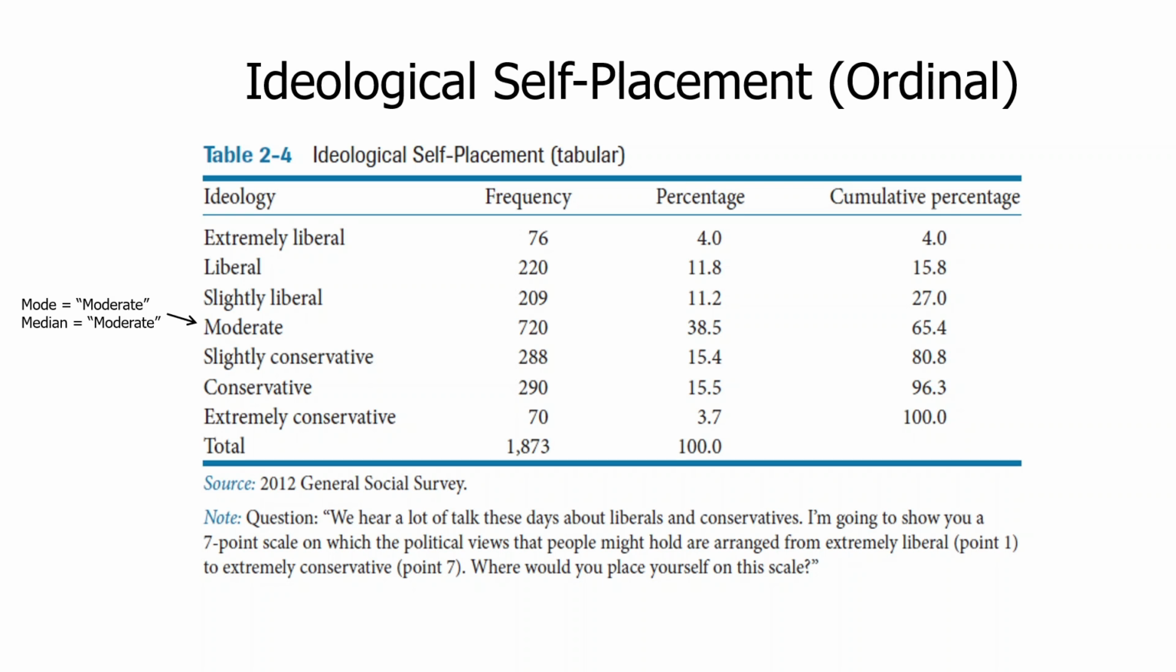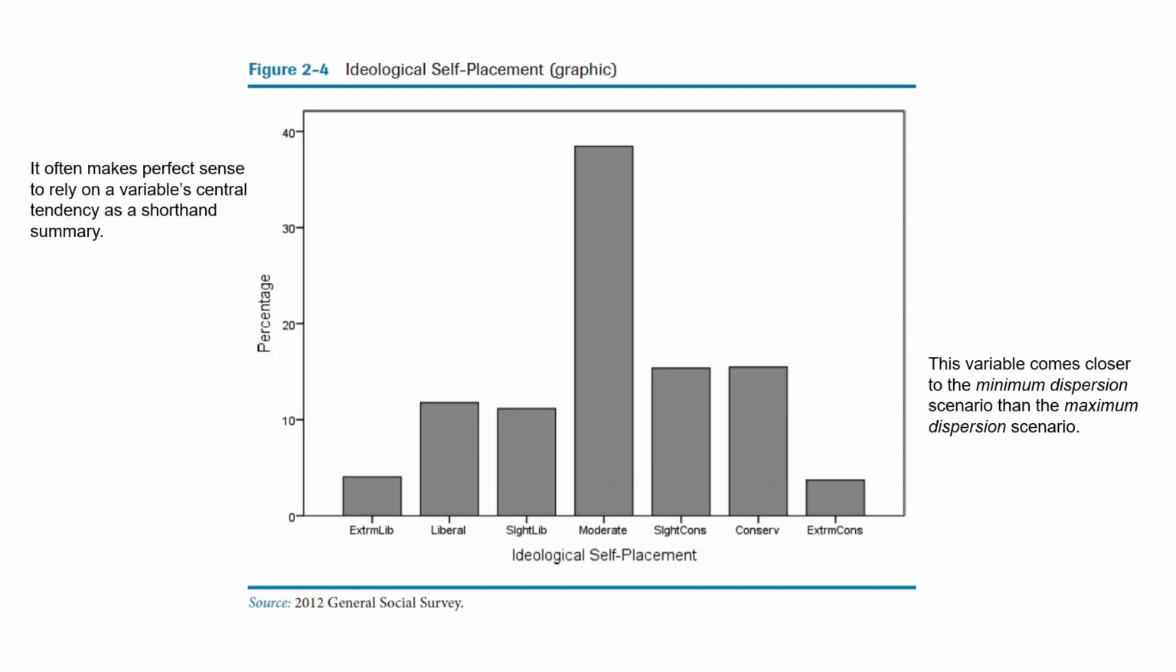Now, this is a good case where certainly you could use the central tendency to characterize the variable. Notice that the mode, with 38.5% of the cases, is moderate. And notice that the median, cumulative percentage 65.4, the median must also fall within the code moderate. So this variable is well behaved, I guess I would say, in terms of its shape. The extremes are thinly populated, and then when you get closer to the middle, you get more clumping of cases. So here's what this looks like.